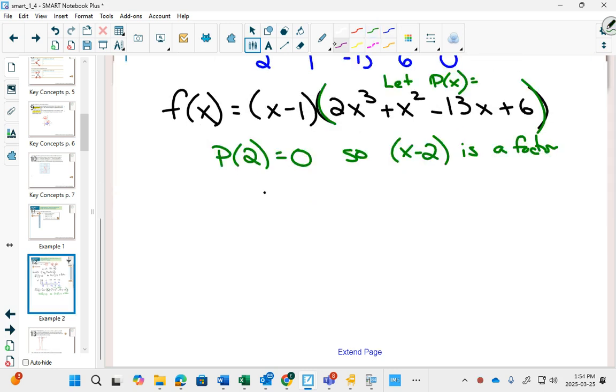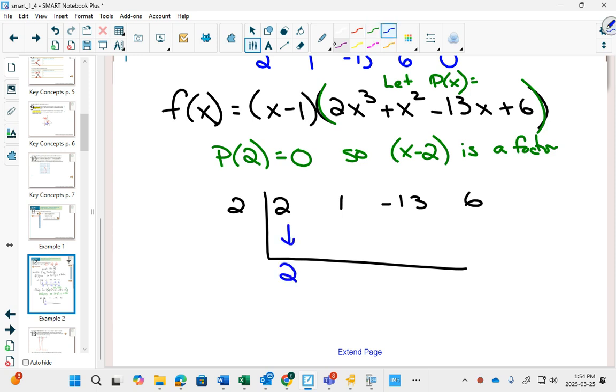And I can do synthetic division with p of x. I have 2, 1, negative 13, and 6. There'd be a plus 2 on the outside. Bring down the 2. Multiply, add. Multiply, add. Multiply, add. And again, I wanted that remainder of 0.